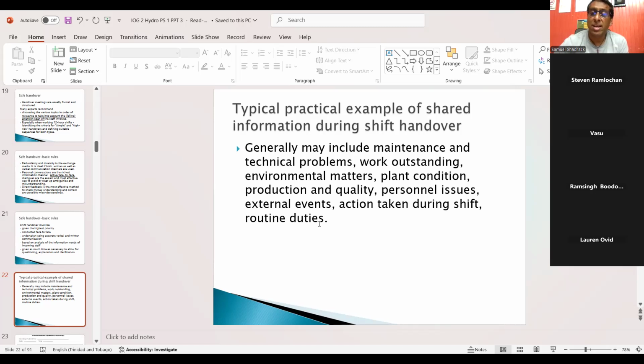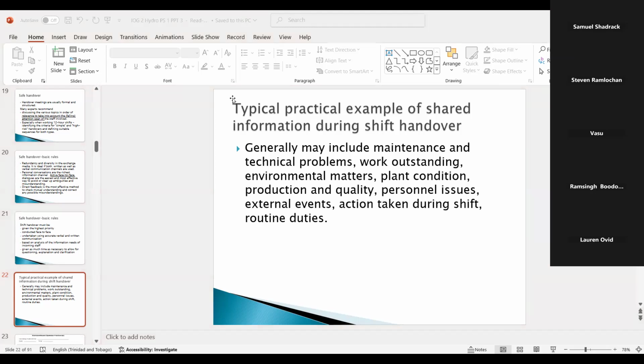What could be shared in a handover is anything that happened, right? So maintenance, any problems that happened overnight or on your shift. All of those are things that you talk about in your shift handover.